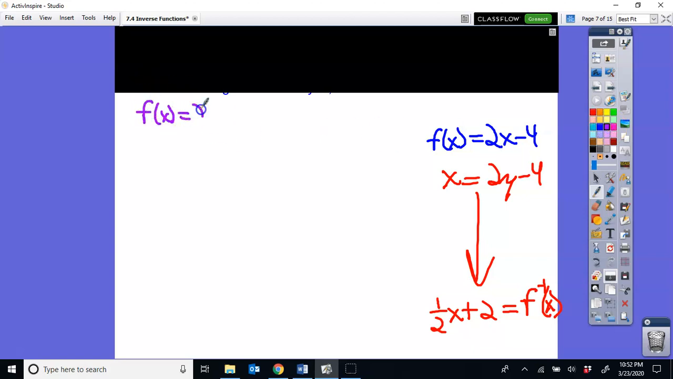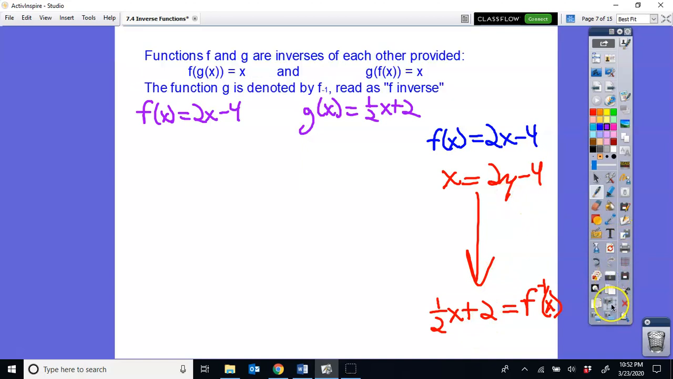have f of x is 2x minus 4, and let's say g of x is this other function, 1/2 x plus 2, and you wanted to know, are those two truly inverses of each other? Yes, you can still just find the inverse and see if it matches, but there's another way using what we did last class or last lesson of using the composition.